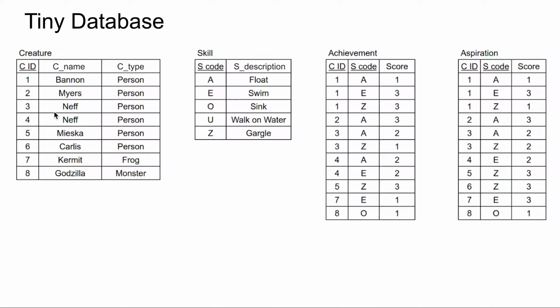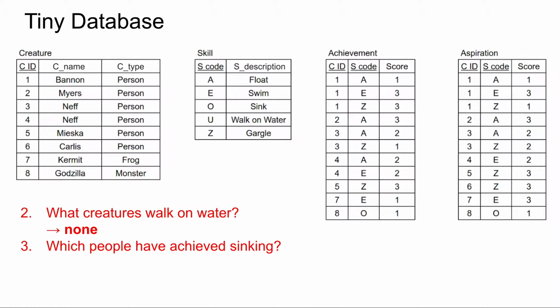Now how about this? Who walks on water? You'll find that this is a superpower that no one has achieved. So the answer is that there are no creatures that match the query. That's a valid answer. More tricky one. Which people have achieved sinking? Similarly, no matches. The only creature who has achieved sinking is Godzilla, and he is not a person.